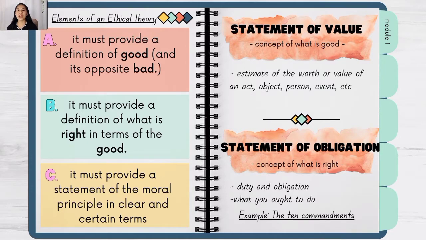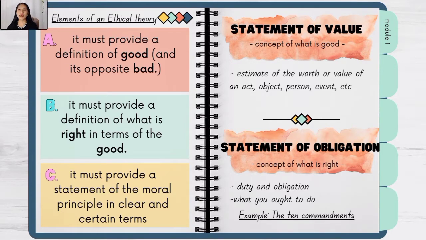So next is the vocabulary used in moral philosophy. The first one is statement of value. This is the philosopher's concept of what is good. It estimates the worth or value of an act, object, person, event, etc. For example, Angela is good, the customer is right, and Angela is correct.